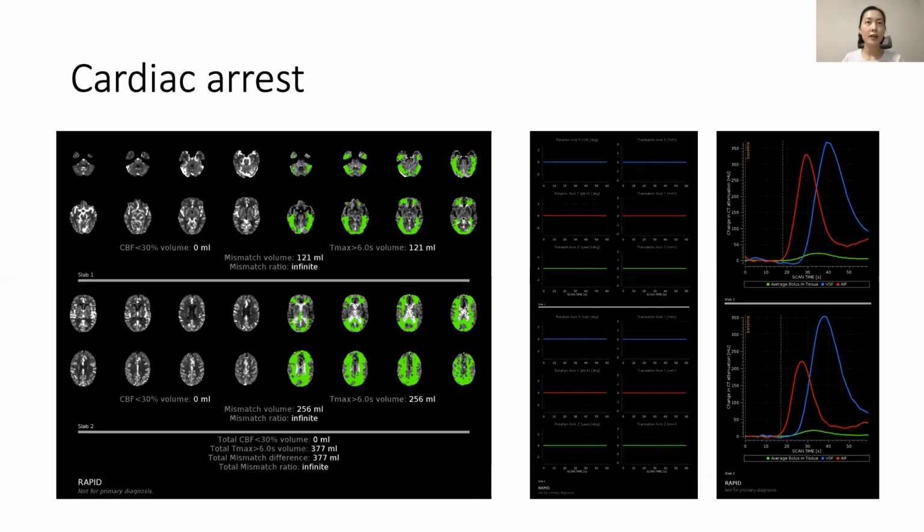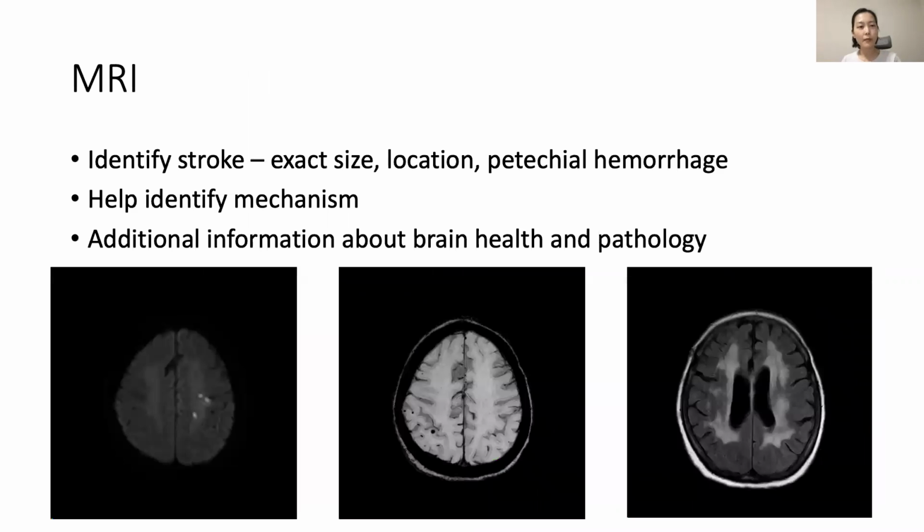This is a cardiac arrest patient, and I don't know the details of how this patient ended up getting a CTP during their cardiac arrest, but you can see that the entire brain, bilateral anterior and posterior circulation territories, are ischemic. It's not getting blood flow, and we can assume that this is a pump failure, basically. So that was it on perfusion imaging and CTPs.